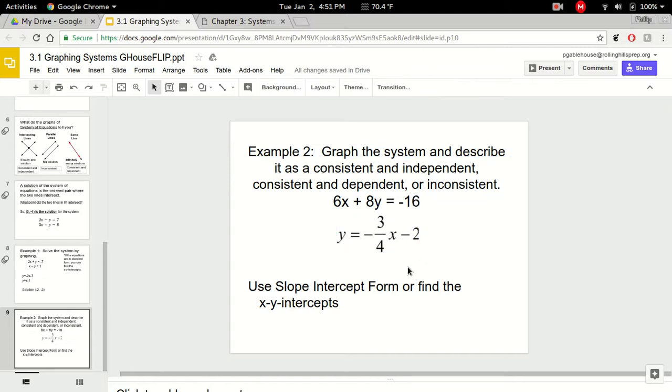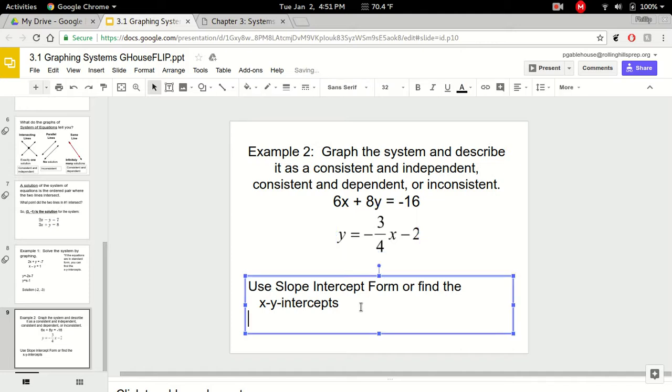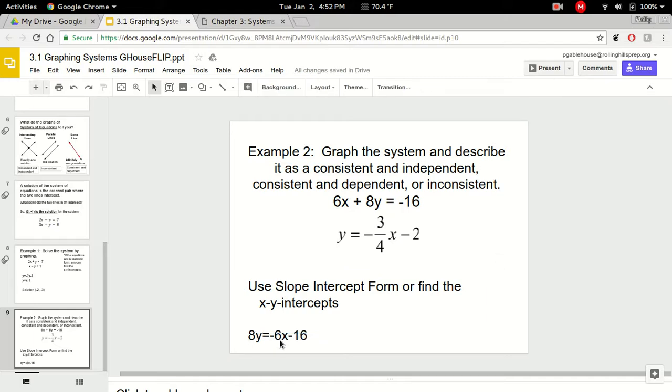Let's take a look at this equation here. If you solve this for y, you will end up with 8y is equal to negative 6x minus 16. Okay, so you should end up with this. We still have to solve for y. If you divide everything by 8, and then simplify, so you reduce everything into lowest terms, negative 16 divided by 8 is negative 2, and negative 6 divided by 8 is negative 3/4. So this equation here simplifies into the second equation.